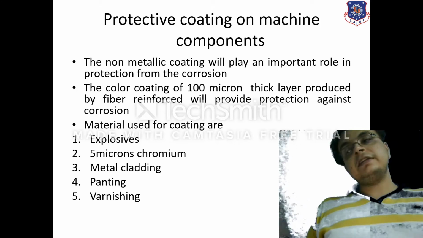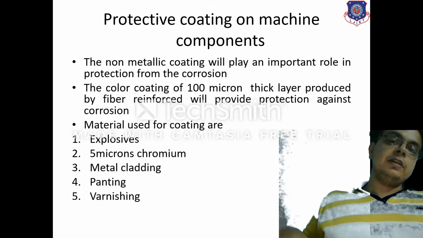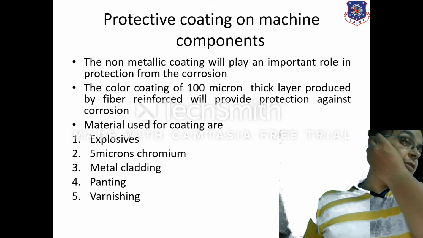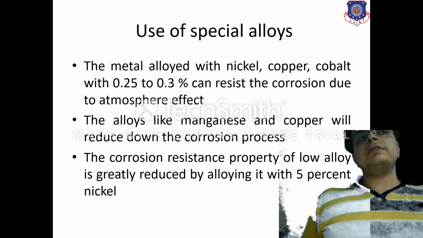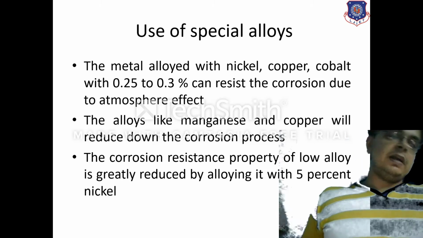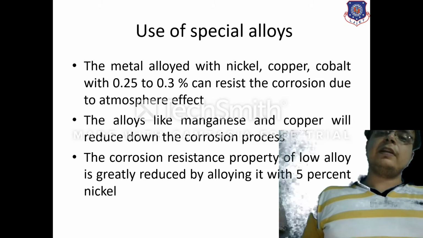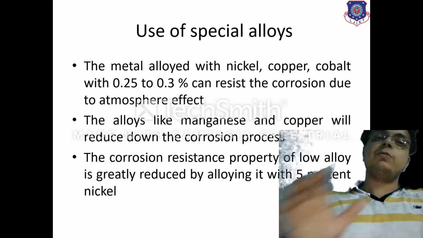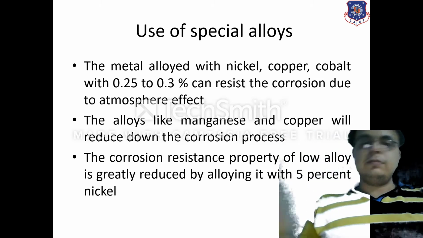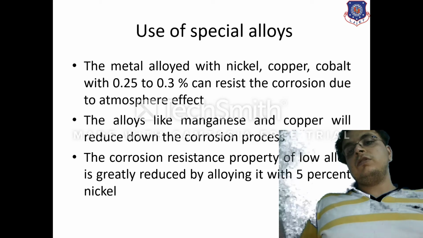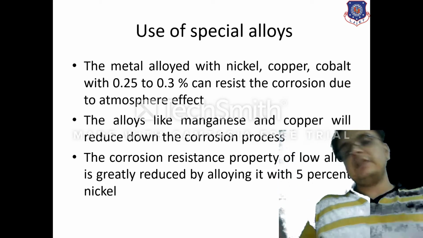Next is varnishing. Varnishing is very important to prevent corrosion on metal or wood or any kind of surface. Use of alloys. An alloy is just a mixture of two or more materials. So by adding materials like nickel, copper and cobalt, about 0.25 to 3% in the metal, the corrosion resistance capacity can be increased.